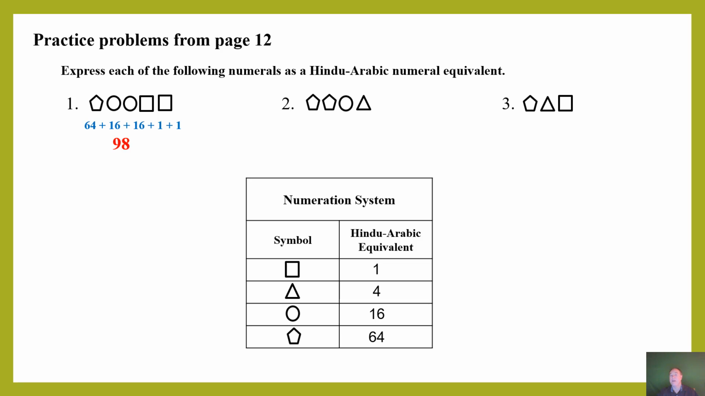98. Number 2. Pentagon, which is 64, pentagon 64, circle 16, triangle 4. So this is going to be 64 plus 64 plus 16 plus 4, which is 148. Number 3, a pentagon, which is 64, plus a triangle, which is 4, plus a square, which is 1. So this is going to be 64 plus 4 plus 1, which will turn out to be 69.